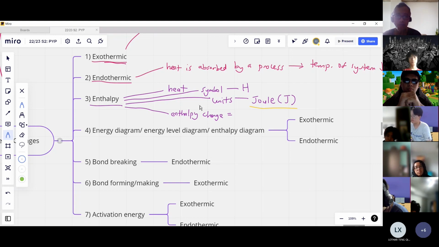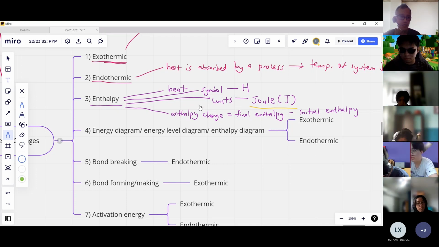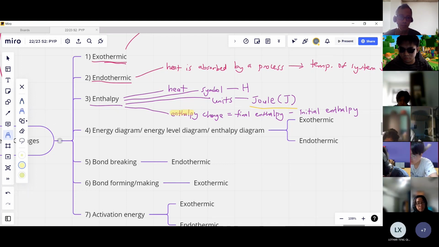So what's enthalpy change? It means final enthalpy or final heat level minus initial enthalpy. That is enthalpy change. Trust me, you will see this term in your assessment, enthalpy change, and make sure you know that it is the final minus the initial level.